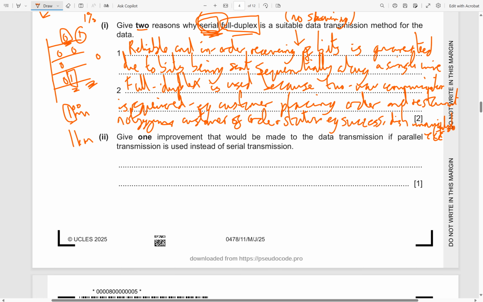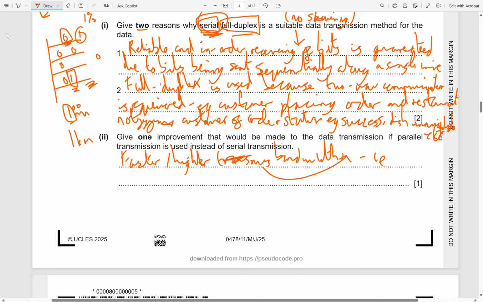Right, okay, then the next one. Give one improvement that would be made to the data transmission if parallel transmission is used instead of serial transmission. So I think we mentioned that for the video streaming. What would you say, faster? Yeah, I guess faster or higher bandwidth. Yeah, that should be okay. Let's say faster slash higher bandwidth transmission. Yeah, higher bandwidth transmission.